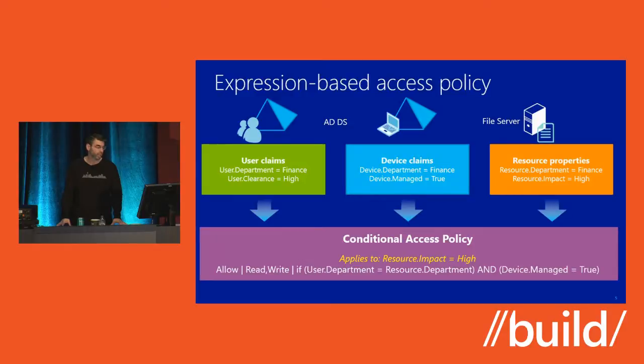So examples of claims would be those user attributes that are already in Active Directory, things like the user's department being finance, or the user's clearance being high. Right? The next is device claims. Now those are just like user claims, except that they apply to device objects. So this would be, is the device managed by the IT group? What department is the device provisioned for?